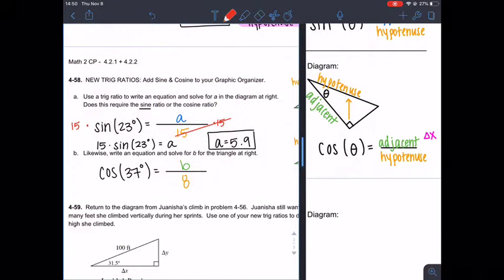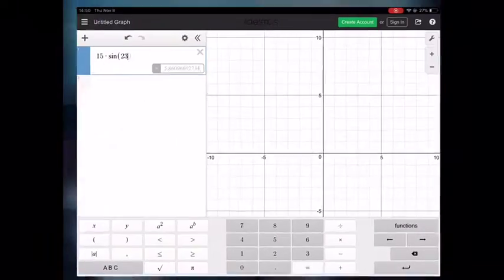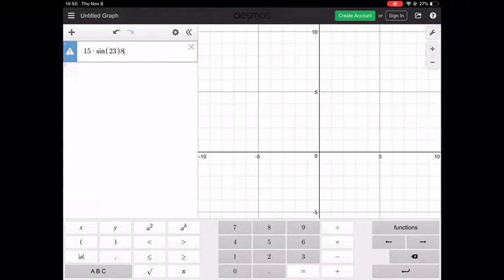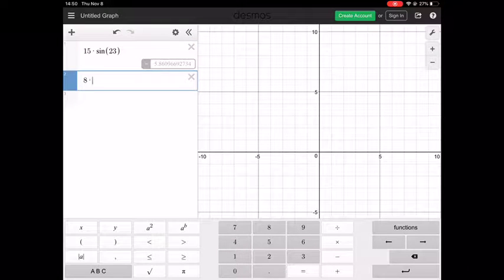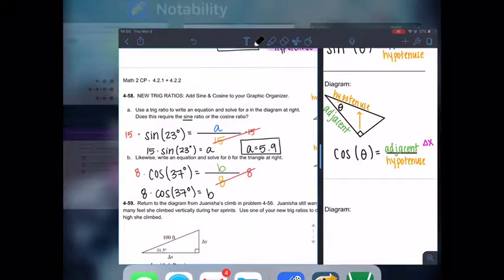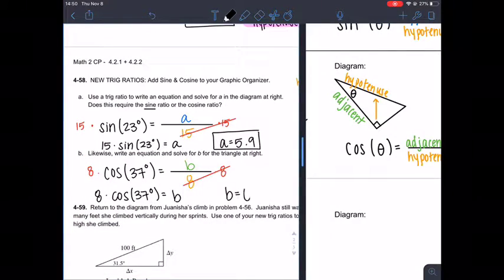Just like I did for sine, I'm going to solve this by multiplying by 8 on both sides. And in my calculator, I'm going to plug in 8 times cosine 37 to get what B is. So 8 times cosine 37, and I get 6.38 or 6.4. So that is what B equals, 6.4.